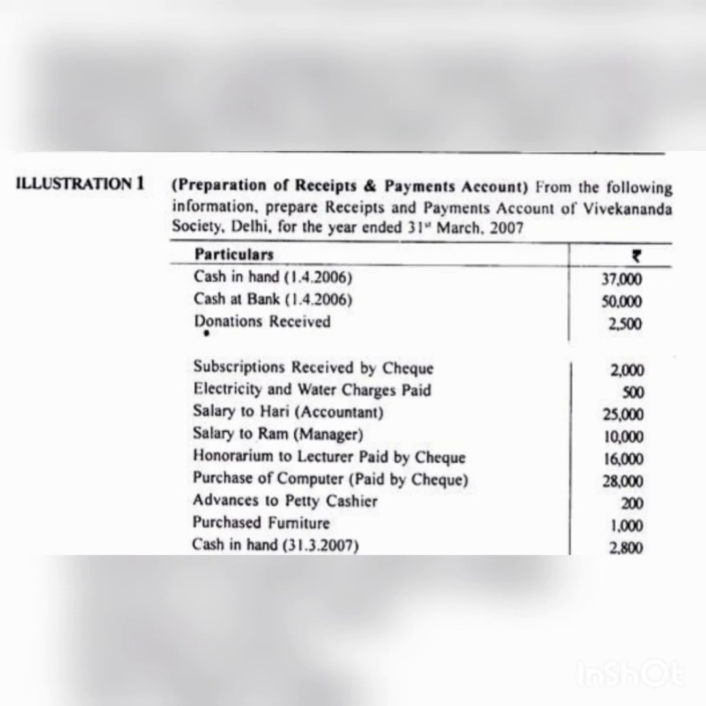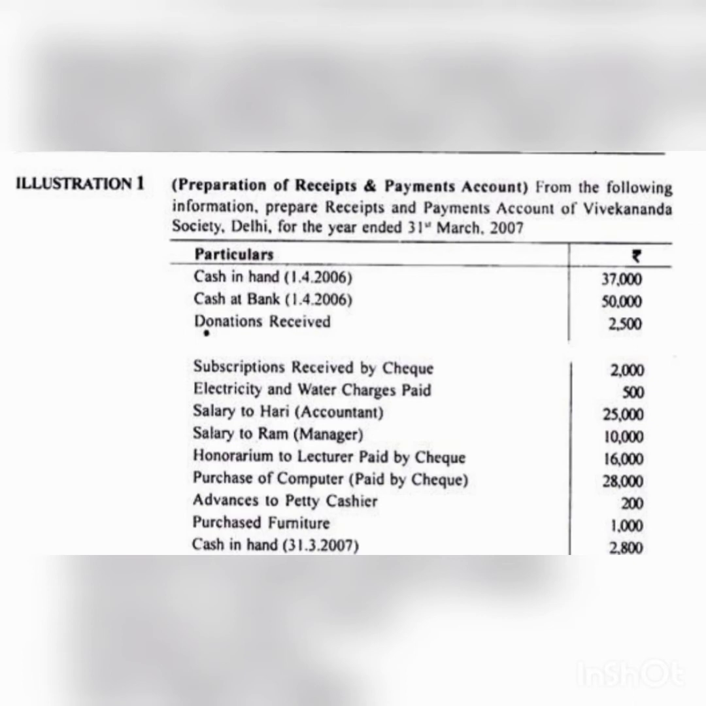The first step is to transfer the opening balance of cash and bank balance on the debit side. In receipts and payments account, debit side shows all the receipts. Then on the credit side, enter all the payments. So first step is to transfer the opening balance of cash in hand and cash at bank on the debit side. Then after entering these two, second step, transfer all the incomes or receipts on the debit side.